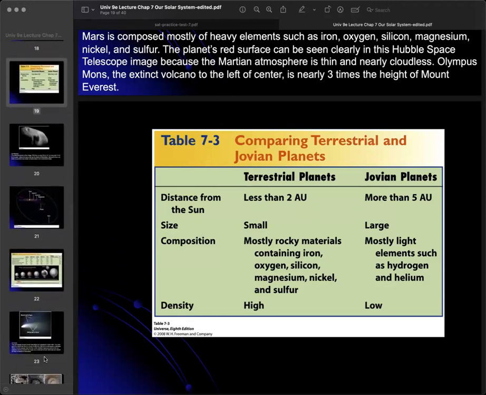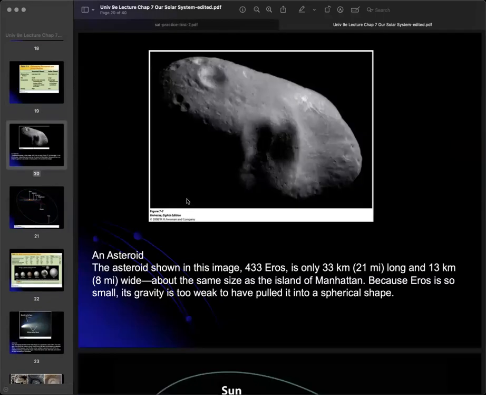Now let's talk about some other members of the solar system other than the planets. There are these other objects which circle around the sun, but they are not big enough for gravity to transform them into a round shape. These are called asteroids. Here's an asteroid, Eros. It is about the same size as the island of Manhattan. Because Eros is so small, its gravity is too weak to have pulled it into a spherical shape.